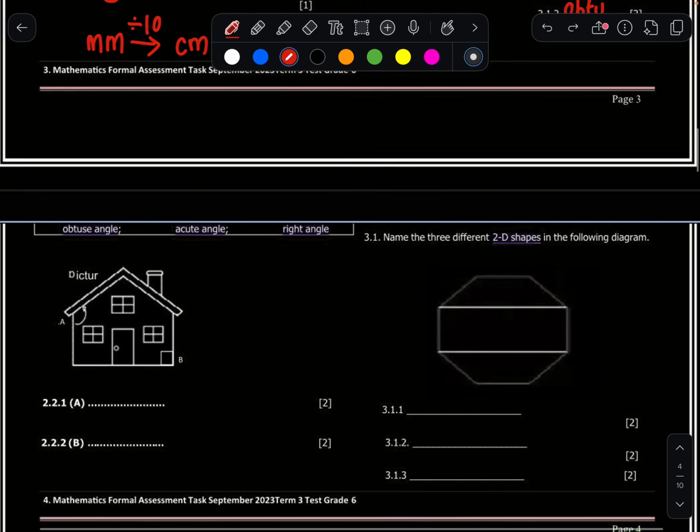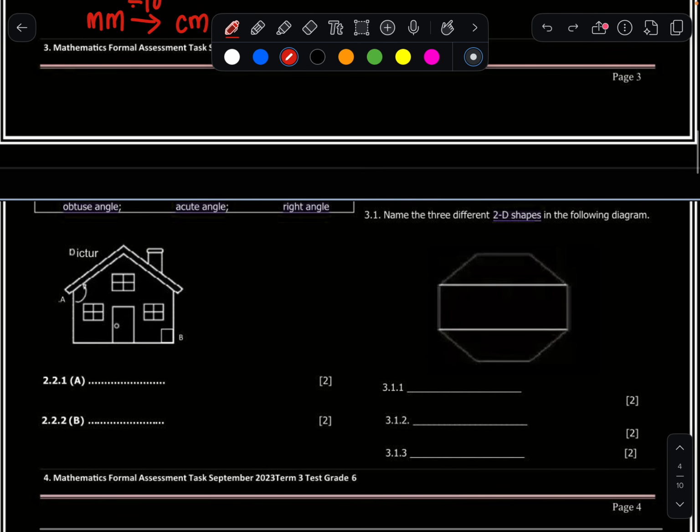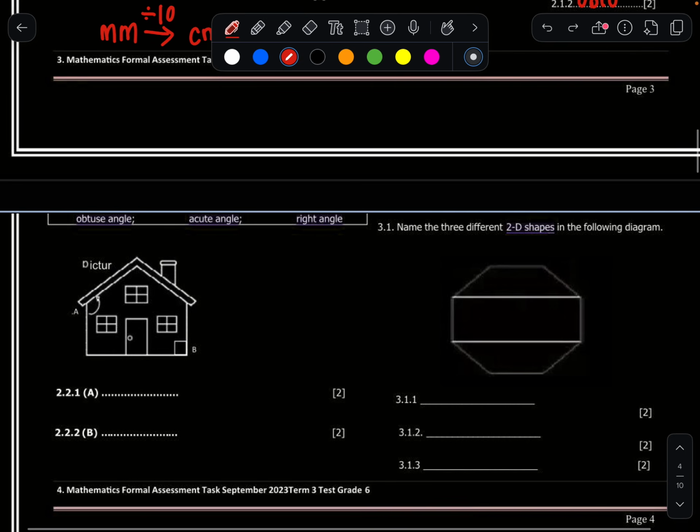We have some more angles to look at here. So angle A is this angle there. That is also going to be an obtuse angle. And angle B here is another right angle.